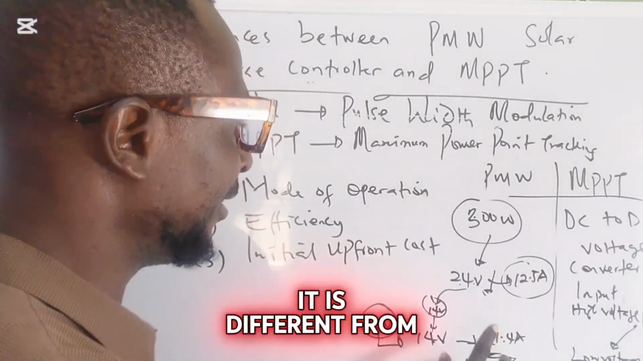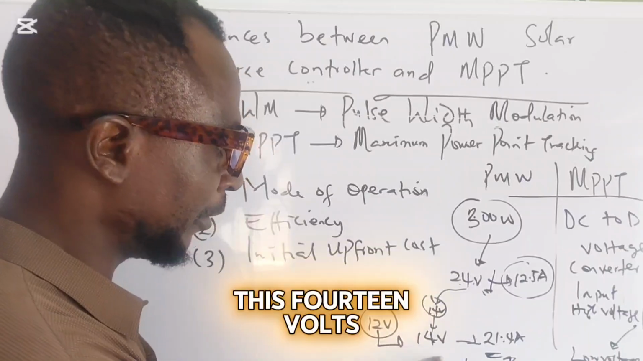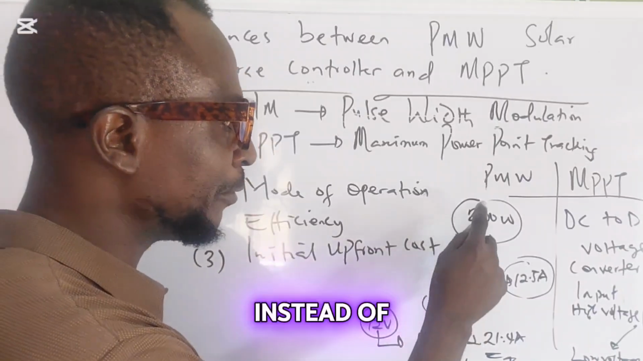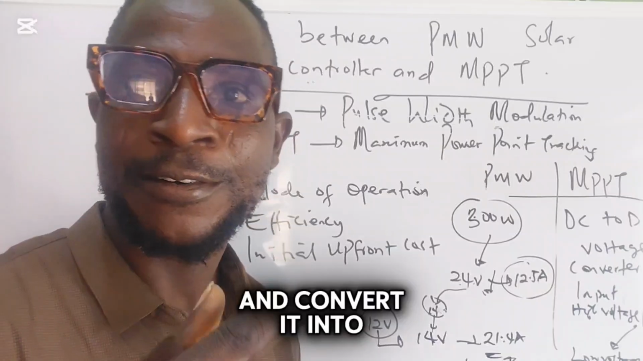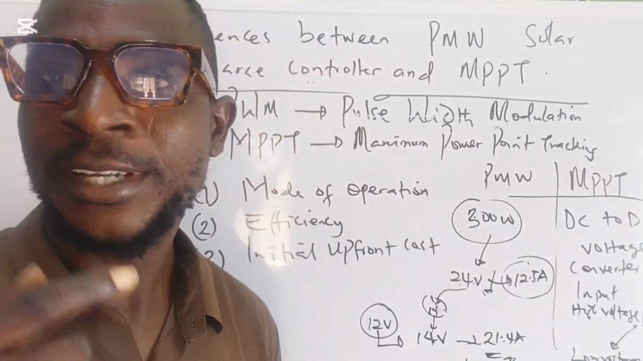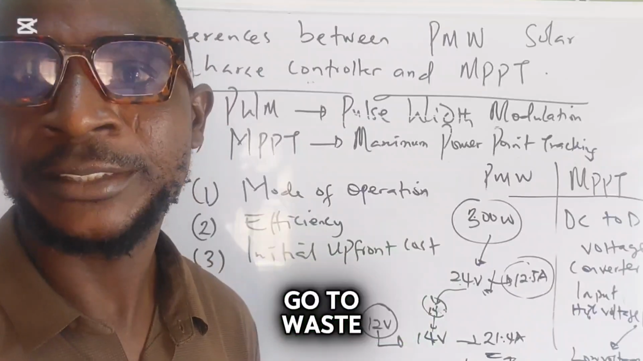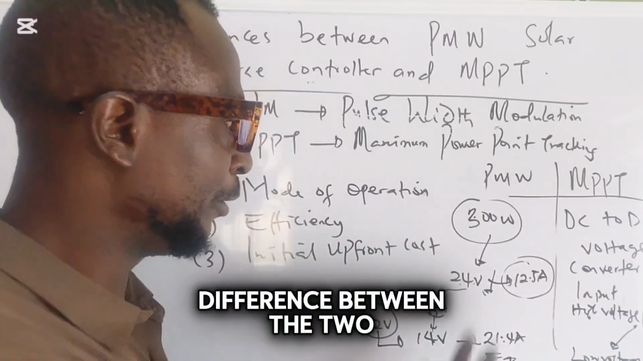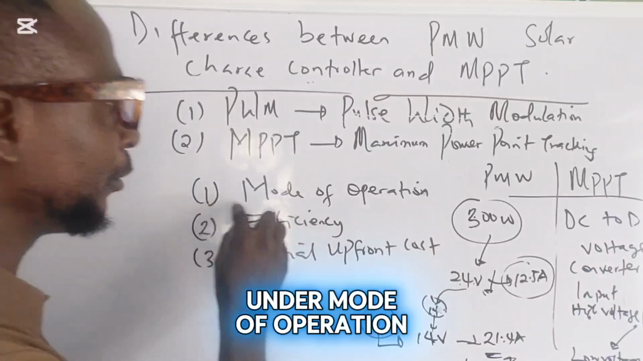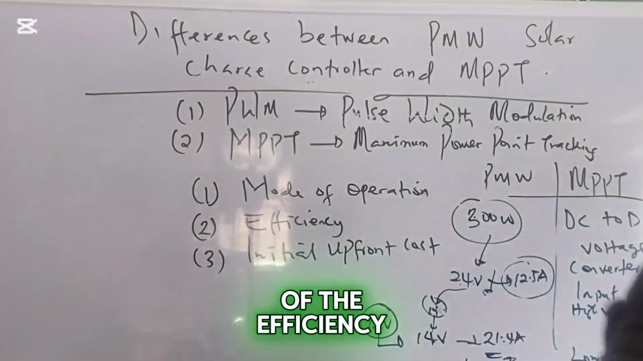And that is why it is different from your PWM. PWM will only take this 14 volt. Instead of taking the excess voltage and converting it into current, the excess voltage will go to waste. So that is just the difference between the two under the mode of operation. Now we talk of the efficiency.